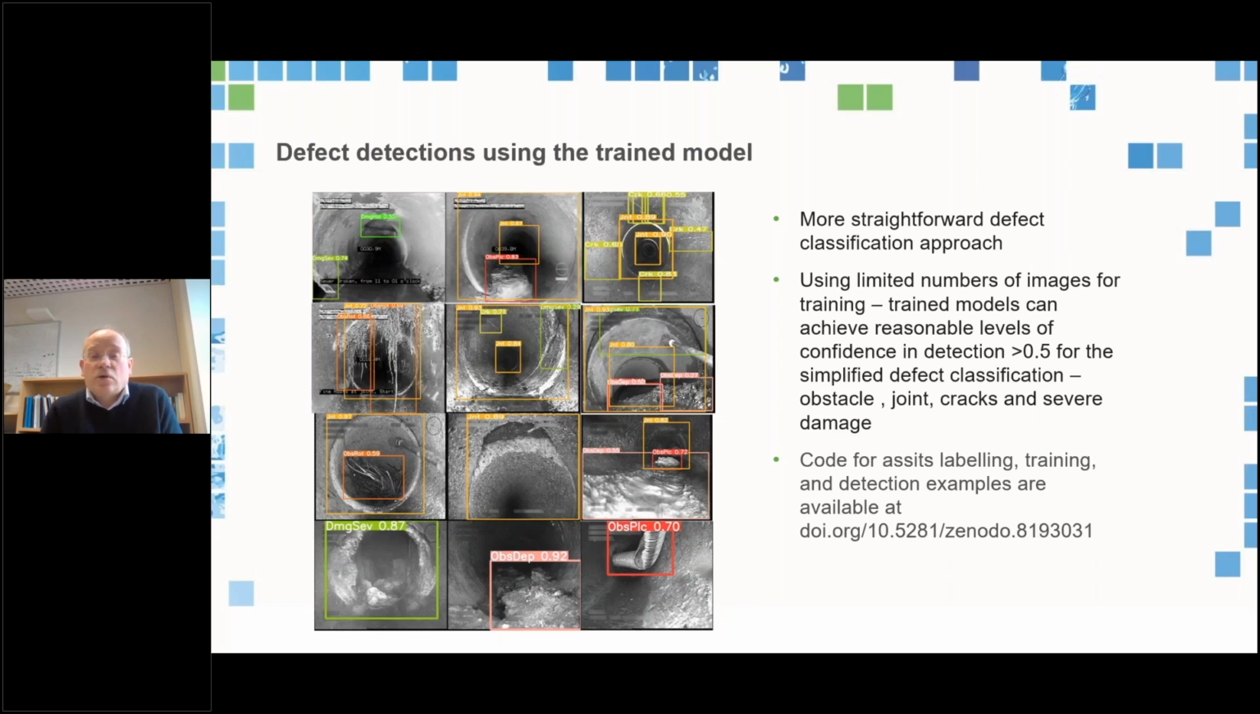So all the code is available. It's open source. If you look at the DOI at the bottom there, we've got code that assists you with labeling. It trains the algorithms, the conventional ones that are in the YOLO software, and we've also given you some defect examples as well. So we would welcome you trying to use it and to see if you can get a similar level of performance that we found.